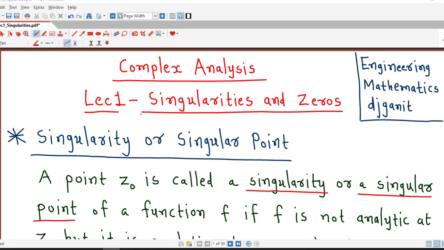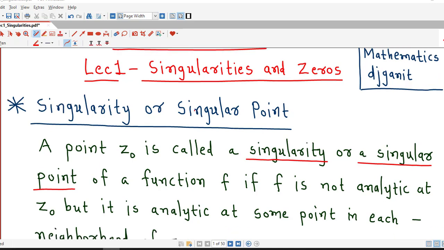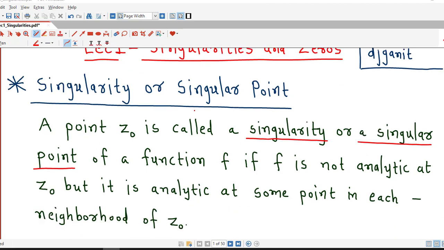Hello friends, I welcome you to lecture number 1 on singularities and zeros of analytic functions. First we will discuss what singularities are, and then in upcoming lectures we will discuss zeros of analytic functions, and then we will discuss the relationship between singularities and zeros of analytic functions. So first we start with the definition of singularity or singular point.